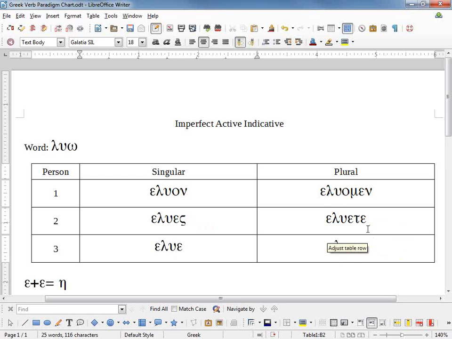So it's eluon, elues, elue, eluamin, eluate, eluon. Okay? So eluon is I was destroying. Elues, you were destroying. Elue, he, she, it, or Charles Barkley was destroying. Eluamin, we were destroying. Eluate, y'all were destroying. Eluon, they were destroying. Okay? So that's how you translate it in the imperfect.